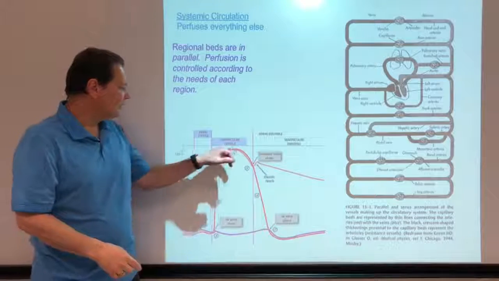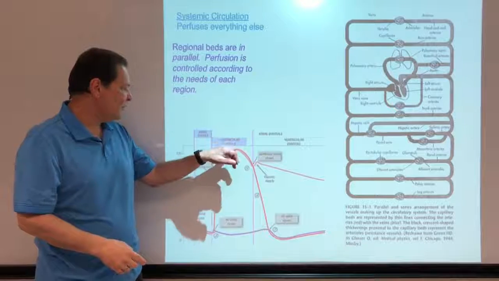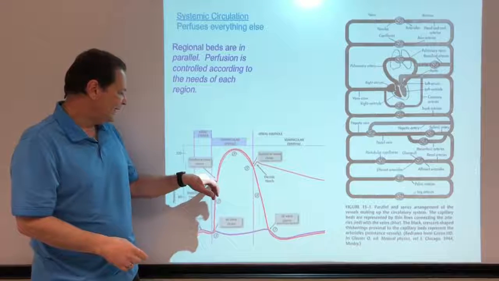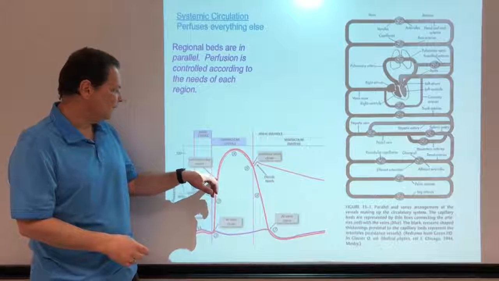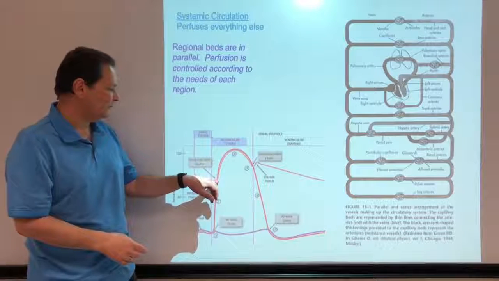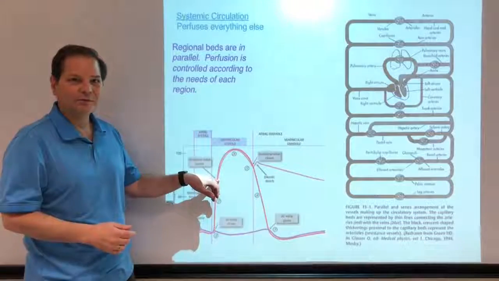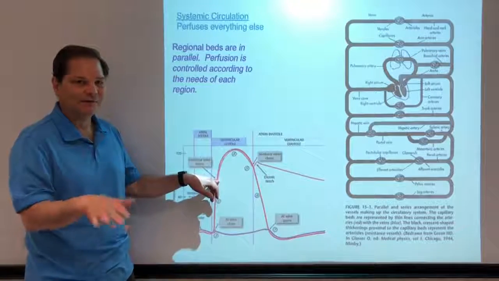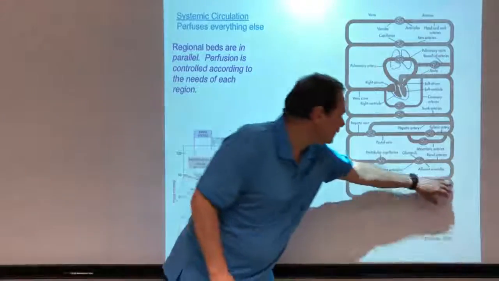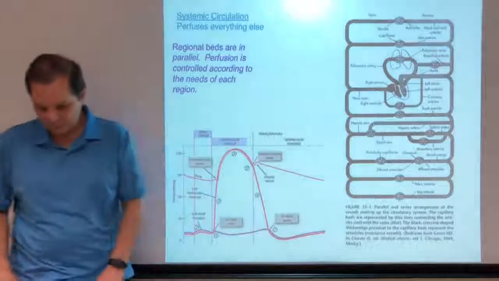Okay? So the heart generates a pressure of about 120 millimeters of mercury at peak systole in the aorta, and the aorta has a pressure of about 80 millimeters of mercury at the lowest point during diastole, roughly. You know that varies, okay? And that pressure is used to perfuse these organs, okay?